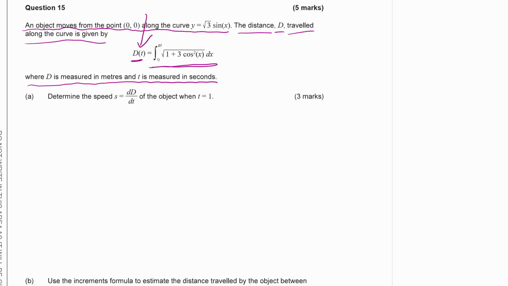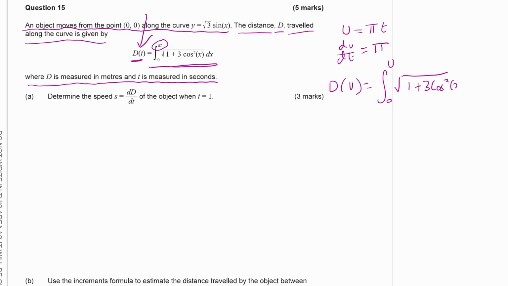Now, if this is the distance, to get the speed, we can differentiate. We need to note there's a pi t up here. I'm going to let u be equal to pi t, and du/dt would therefore be pi. So we then get d(u), the integral from 0 to u of the square root of 1 plus 3 cos squared x dx.